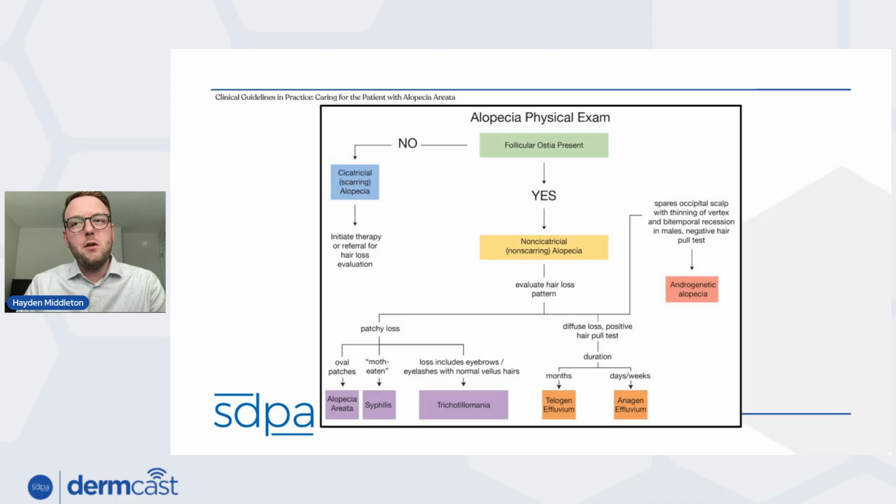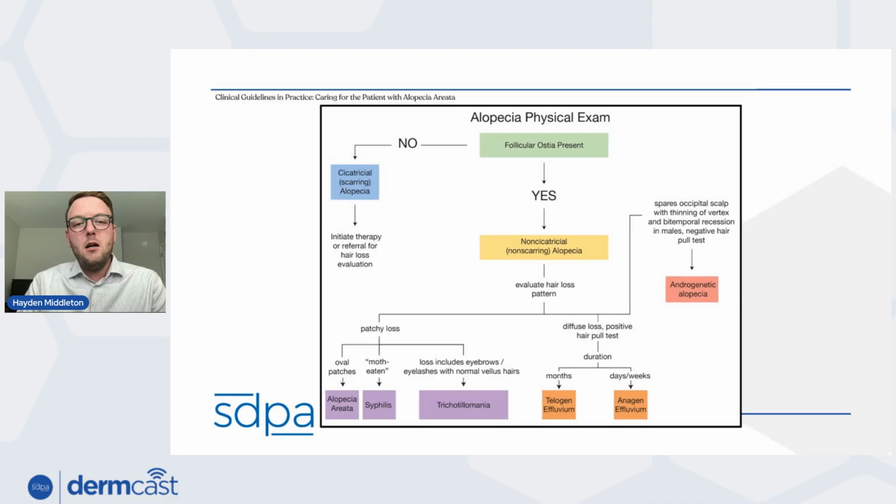And I think the big point is when you're looking at the hair, the big distinguishing factor again is the follicular ostia. Are there follicular ostia present in the area of concern? If the answer is no, then you're most likely dealing with a scarring alopecia. If the answer is yes, then a non-scarring alopecia. And then if it's a patchy loss and you're looking at oval patches, this could be concerning for alopecia areata, or moth-eaten patches is more consistent with syphilis. And if the loss includes eyebrows, eyelashes with normal vellus hairs, you're thinking more of trichotillomania.